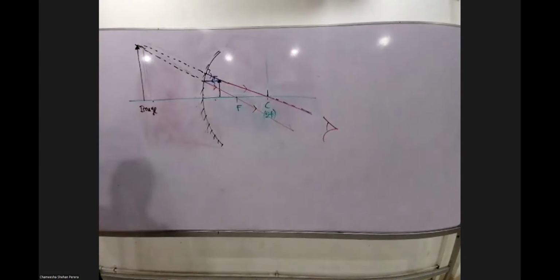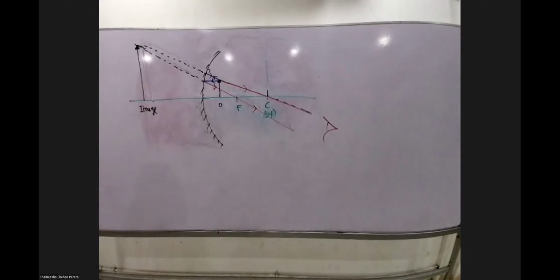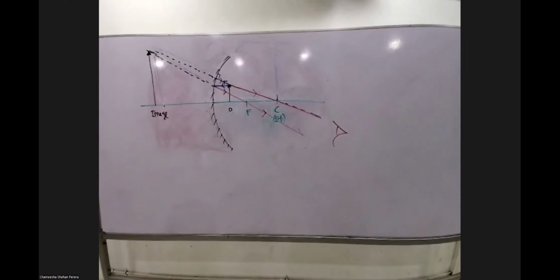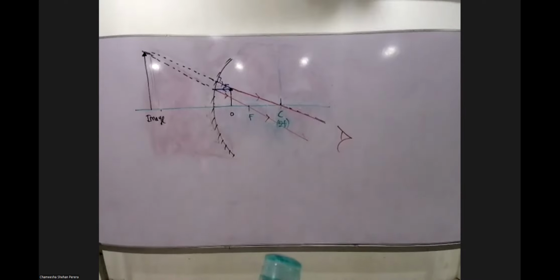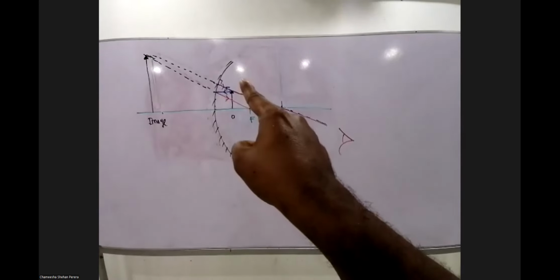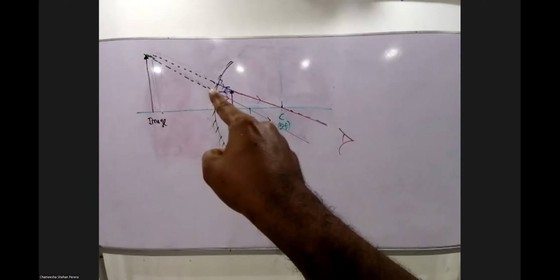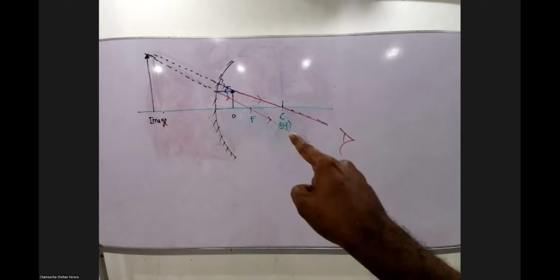This is the image. This was the object, obviously, right? We knew it. We kept the object in front of the concave mirror, in between the mirror and the focal point. Then what happened? One light ray from the object reached the concave mirror surface parallel to the principal axis, and that light ray got reflected through the focal point.